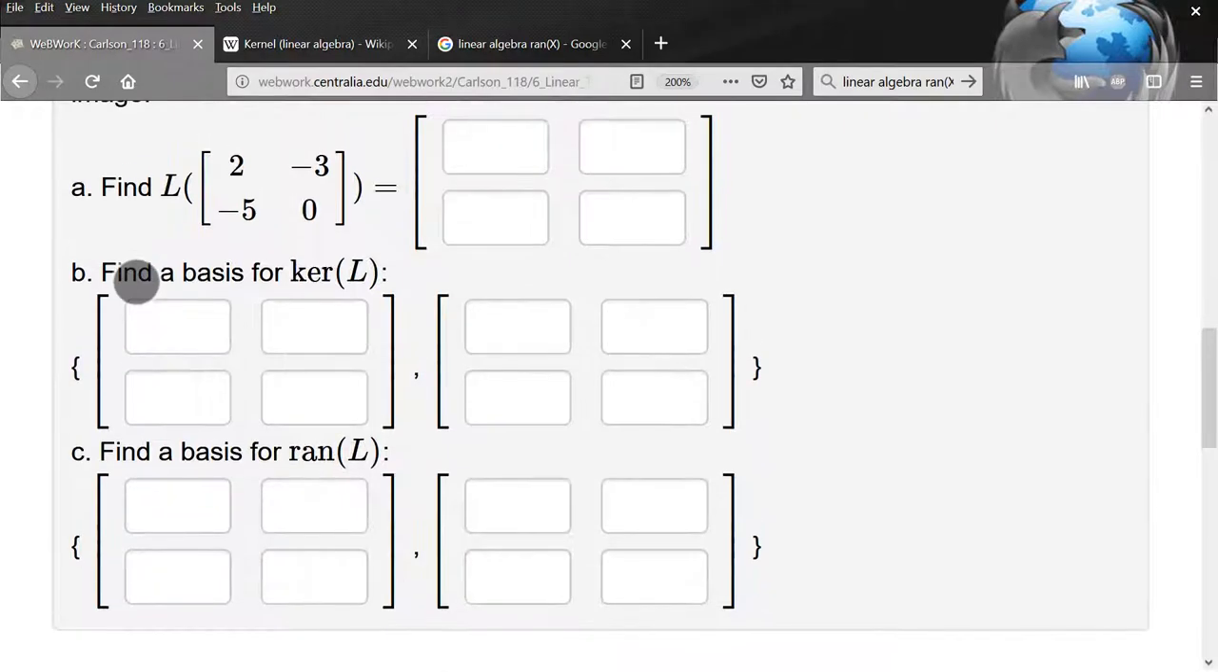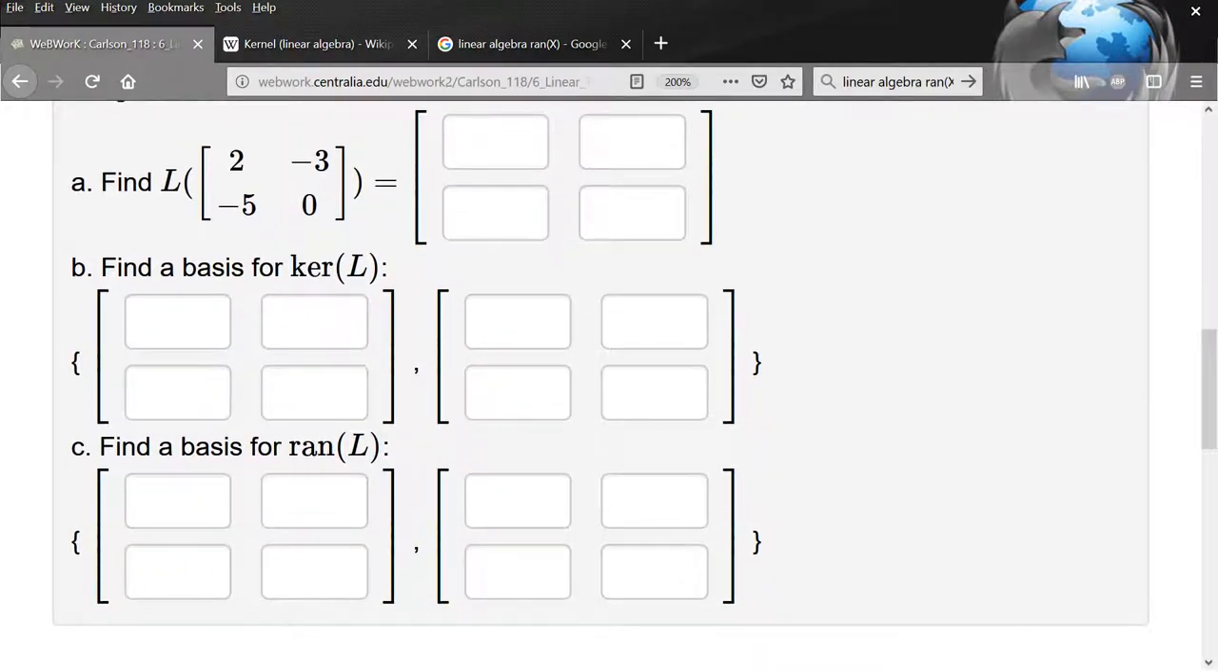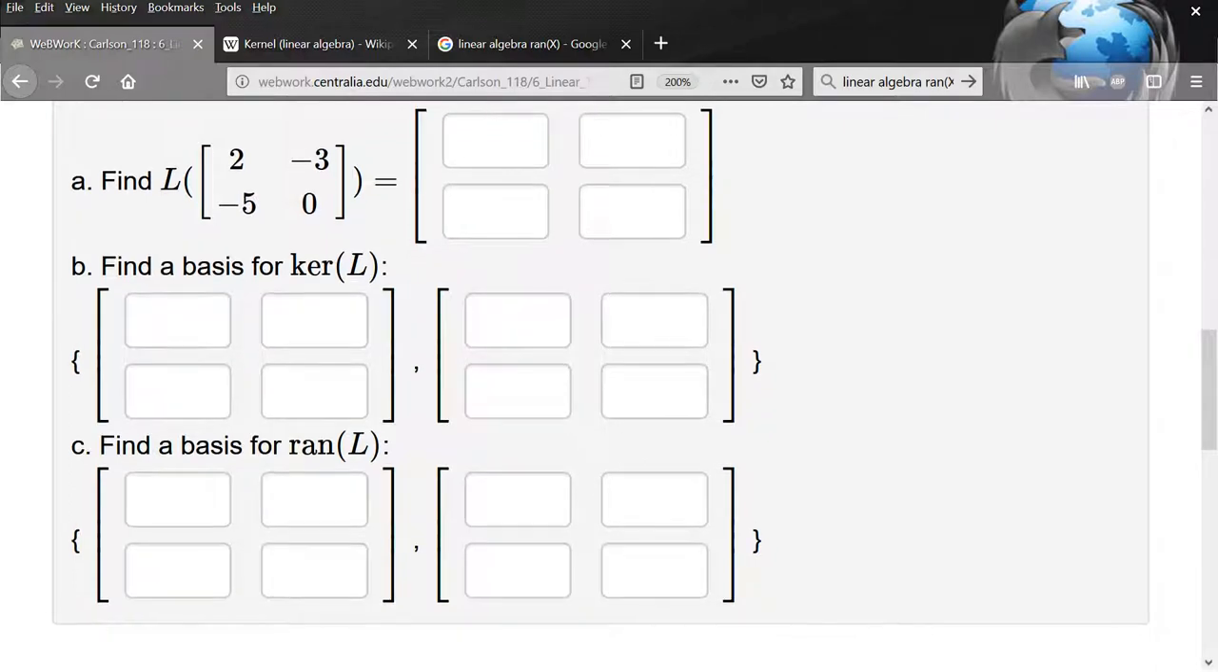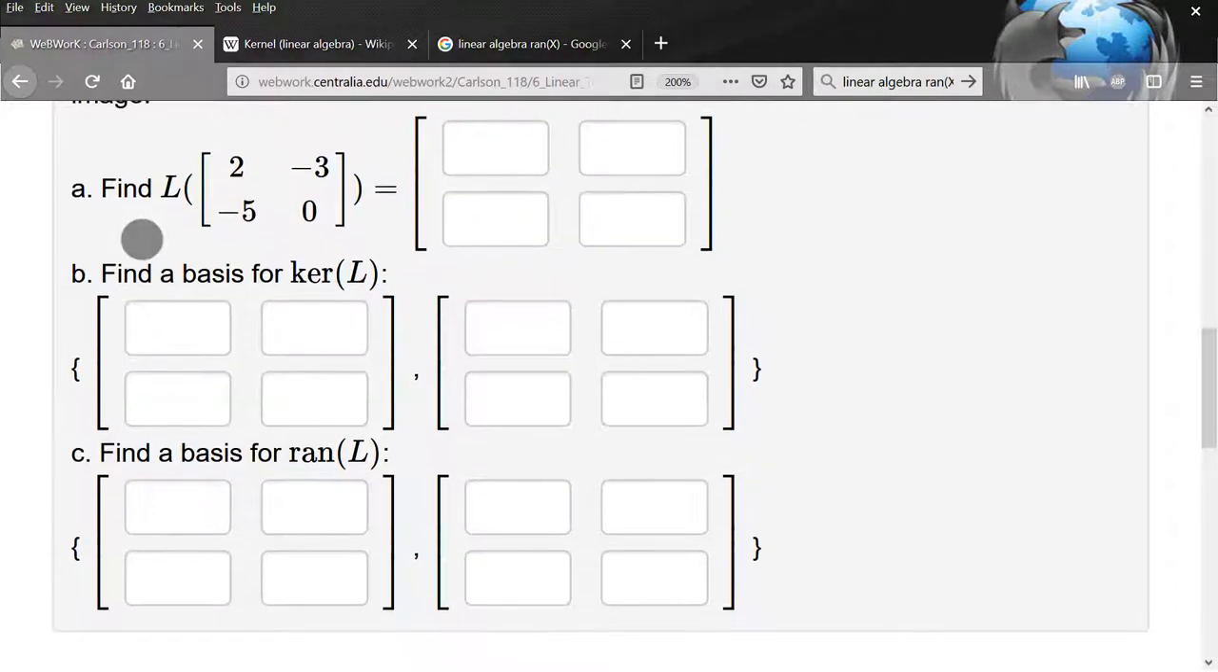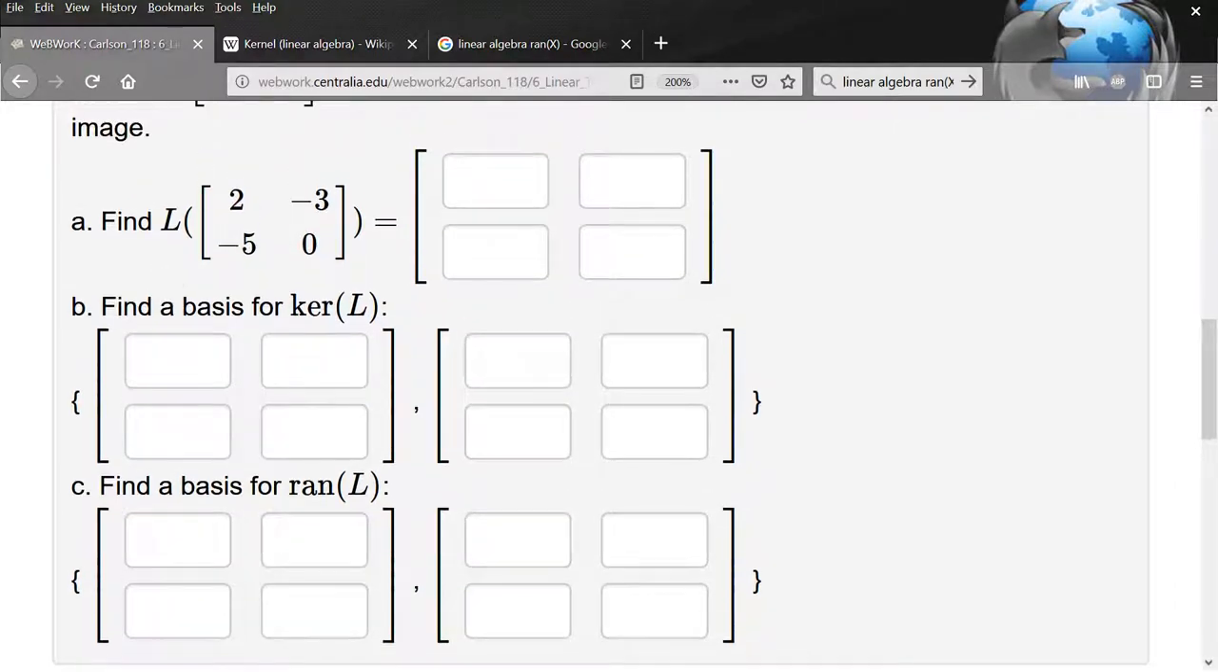Let's look at the kernel, however. They give us a big hint. The kernel is all vectors that make 0 when you apply the L function. They're telling us that the kernel has two dimensions because there's two vectors right here. And the range, they're also telling us, is two dimensions right here. So what I'm going to do is find the kernel first, and we're going to use that set notation that I have written in the notes.